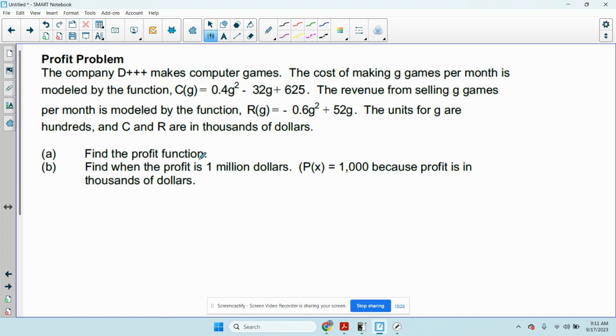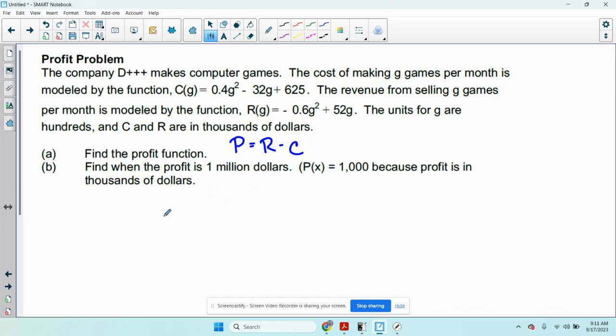So the first thing we need to do is find the profit function, which it doesn't explicitly state, but profit is always going to be equal to revenue minus cost. So it says find the profit when the profit is $1 million. So that's the same thing as plugging in 1,000 for P, since the equations are measured in thousands. So 1,000 thousands is a million.